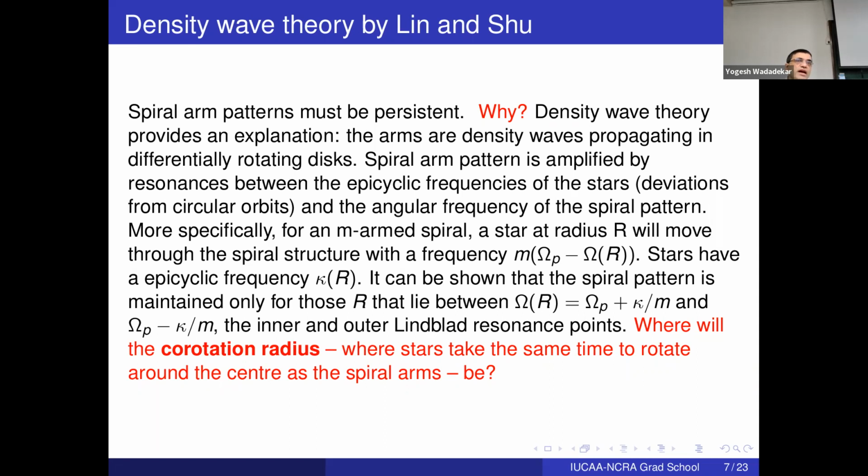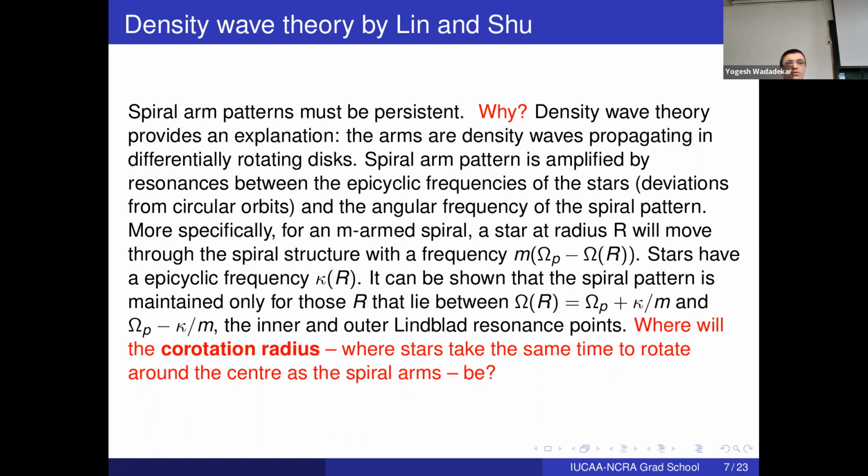so we are not going to go through that. But if you're interested, go to Binney and Tremaine, and you'll find the full derivation. It can be shown that the spiral pattern is maintained only when the star lies at a radius where omega(r) is between omega_p plus kappa by m and omega_p minus kappa by m.